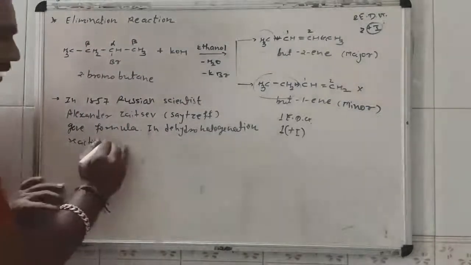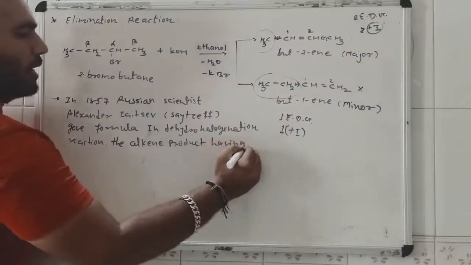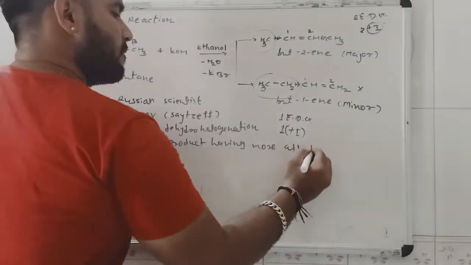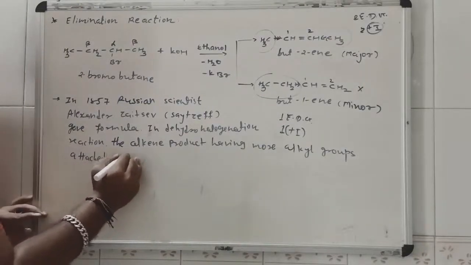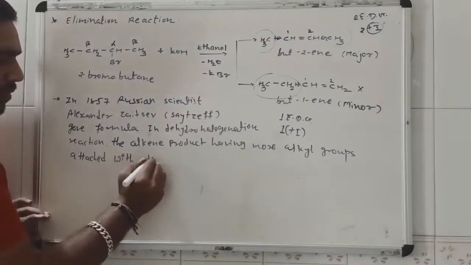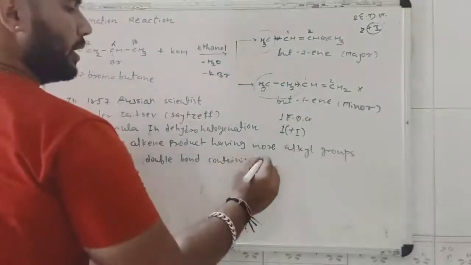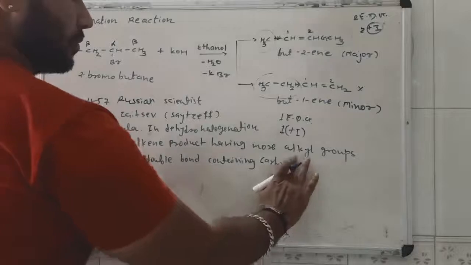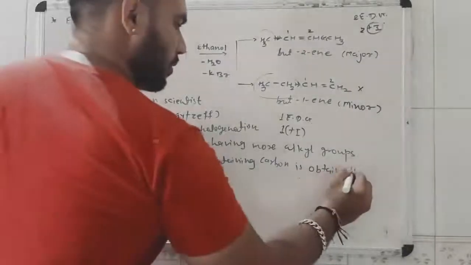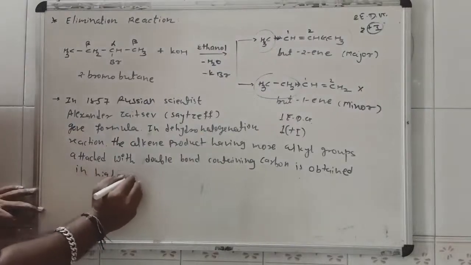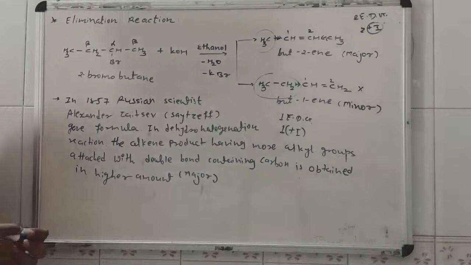What did he say? The alkene product having more alkyl groups attached to the double bond containing carbon is obtained. It is the major product. Clear? So I hope you are getting this one.